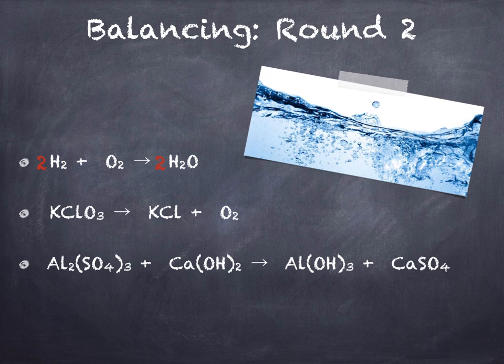So we're going to start this by noticing what's missing. I told you that you should start with the atoms that are not oxygen and hydrogen, but we should notice that oxygen is actually the only atom that is not balanced in this equation, because we have 3 oxygens on the reactant side and only 2 oxygens on the product side.